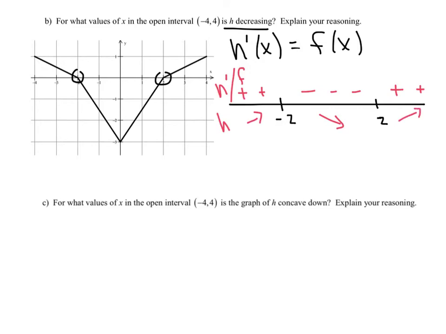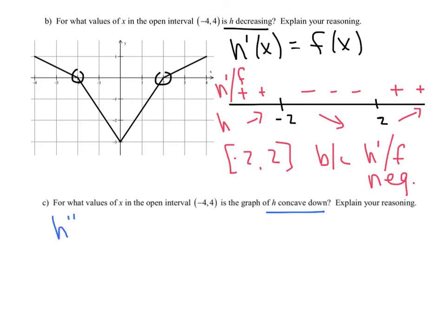So the answer to this question, we're going to say h is decreasing from negative 2 to 2 because h prime slash f is negative. Easy as pie, huh? Alright, they want to know part C, when's h concave down?